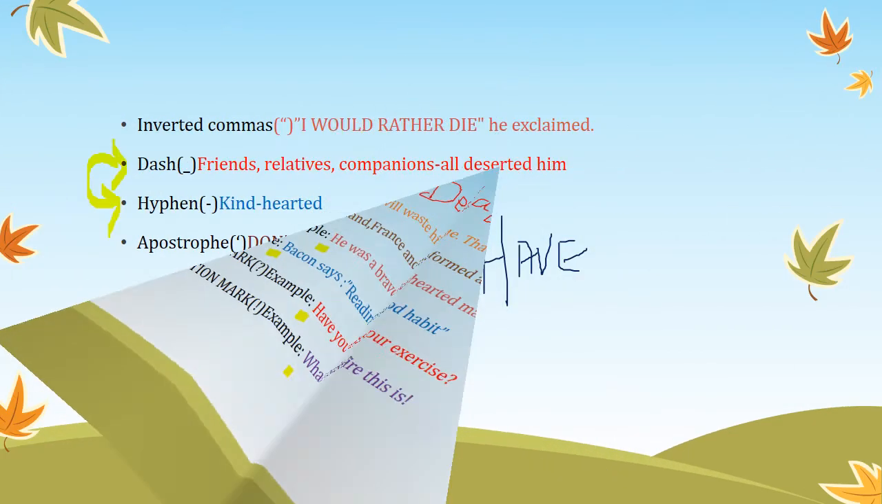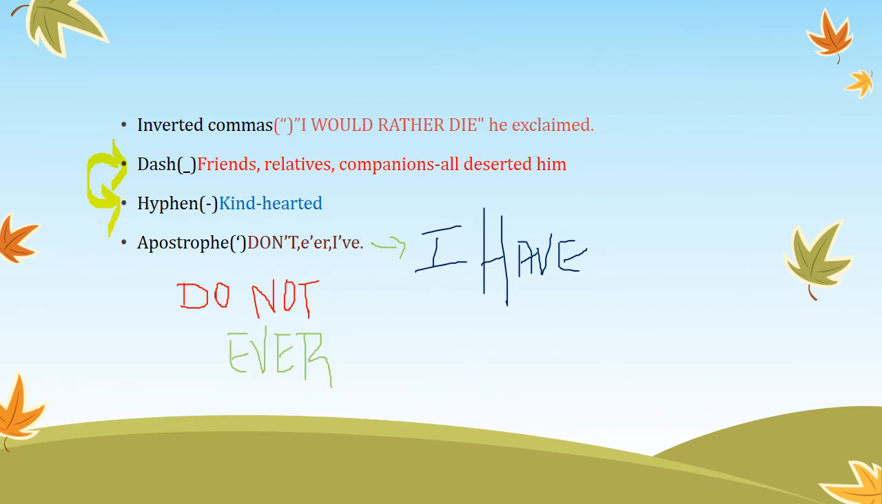The next one is inverted commas. They are used to enclose the exact words of a speaker or a quotation. "I would rather die," he exclaimed. So, "I would rather die" is a dialogue said by a particular person, by a subject. Therefore, you write it under inverted commas.